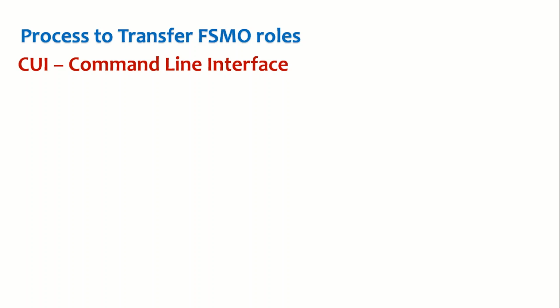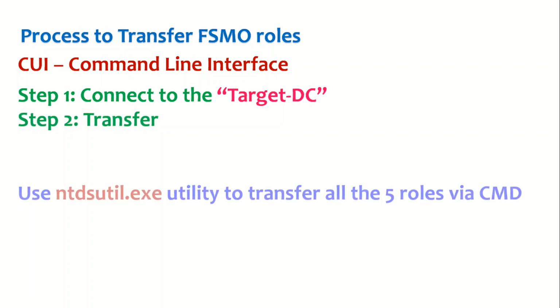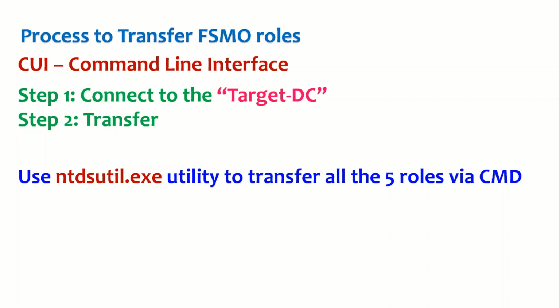Now the process to transfer FSMO roles using the command line interface. The command line interface is the easiest way. Again, connect to the target and transfer. Use the ntdsutil.exe utility to transfer all the 5 FSMO roles. This is a very easy utility, one of the easiest utilities to transfer FSMO roles.